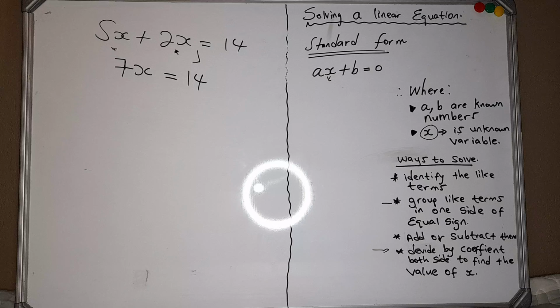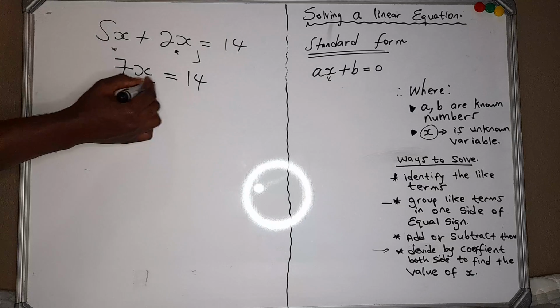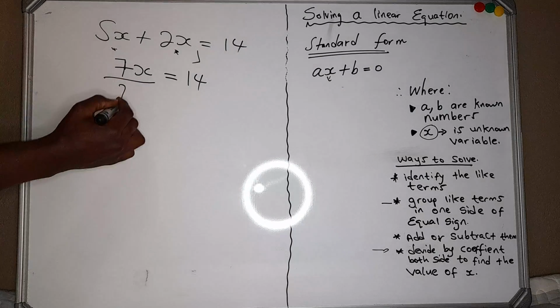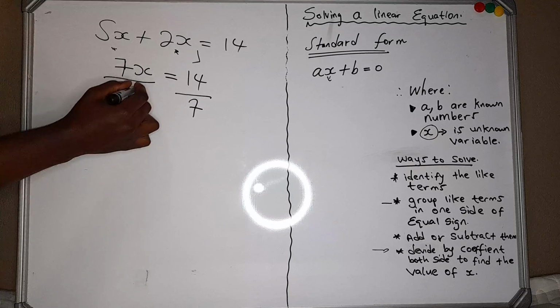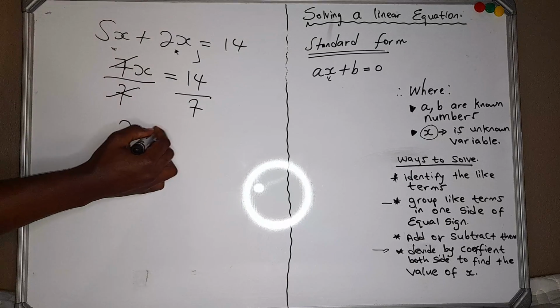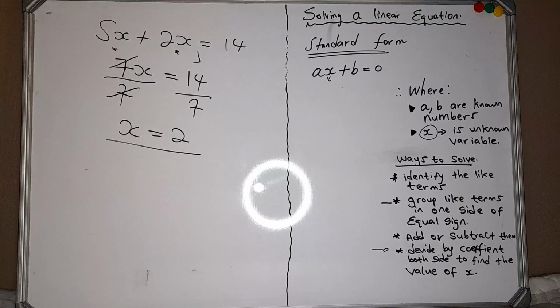So now to solve the value of x, we divide both sides by the coefficient, which is 7. 7 divided by 7, this one will cancel. x is equal to 2. This is the value of x.